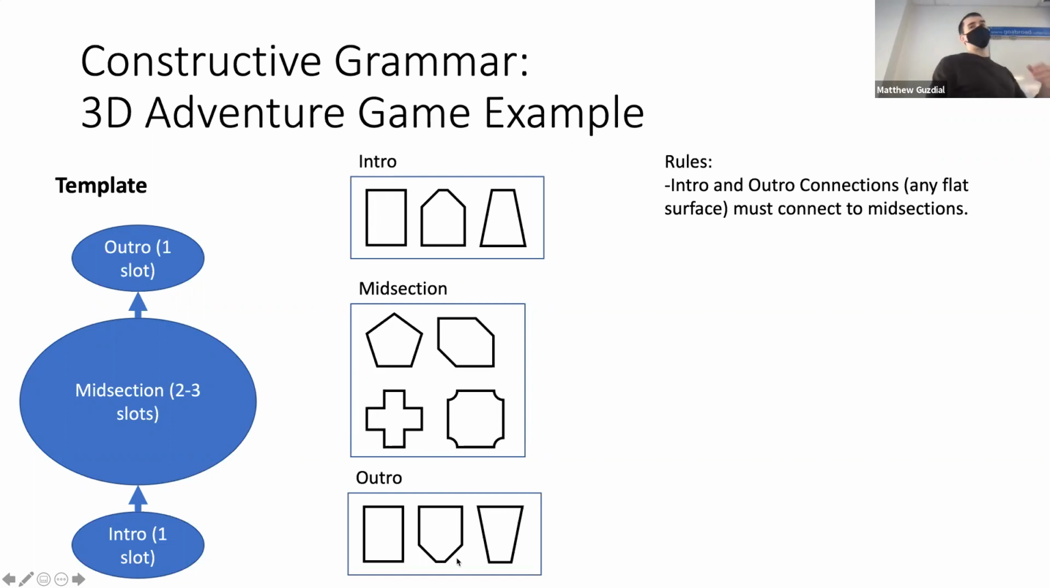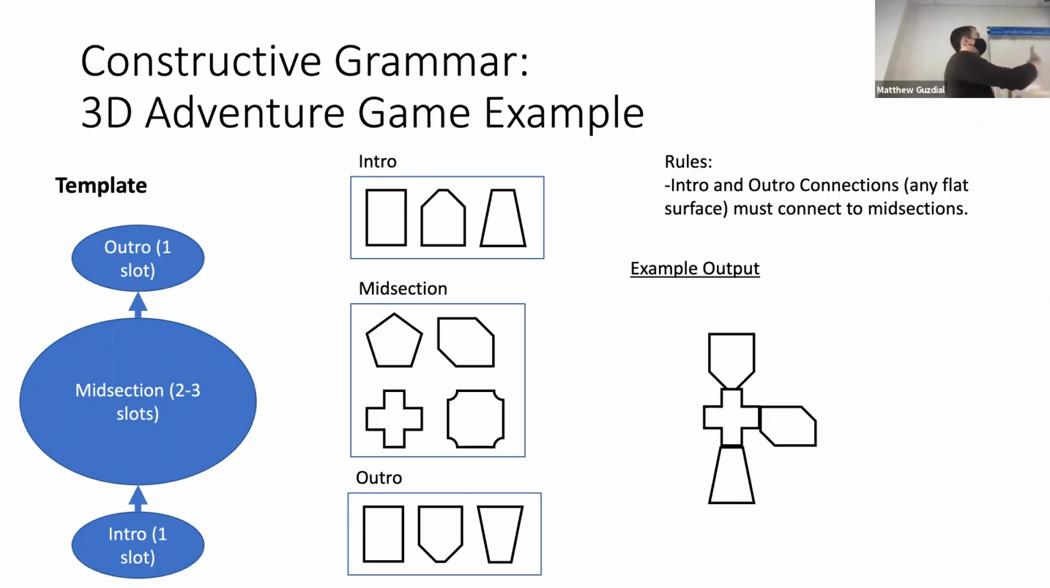We could have rules. For example, the intro and outro connections, which are just going to use any flat surface, can slot together, and must connect to midsections. That's pretty straightforward, right? To be playable at all, we would have to be able to traverse from the intro to the outro. So if we do that, we could have an example output that looks like this. Reading from the bottom to the top, this is the intro, this is the outro. You can see those matching up.